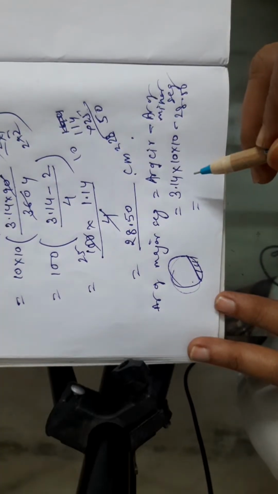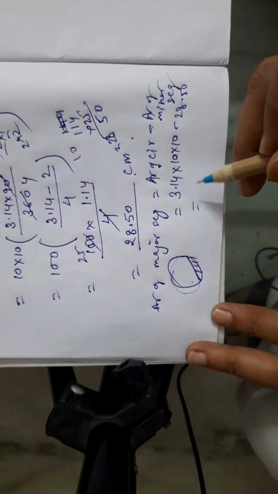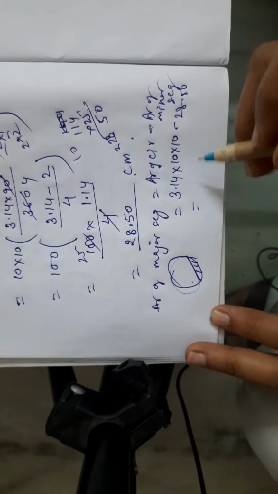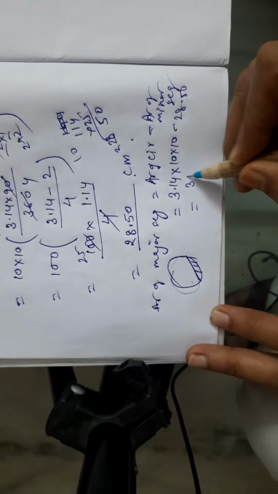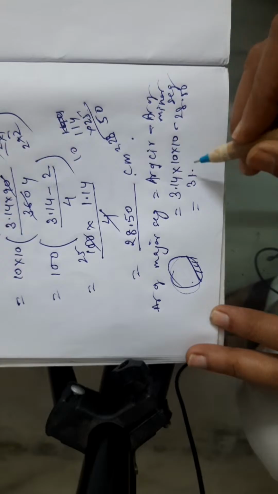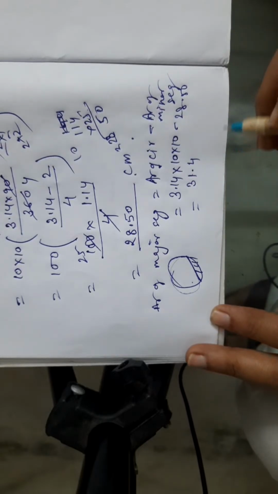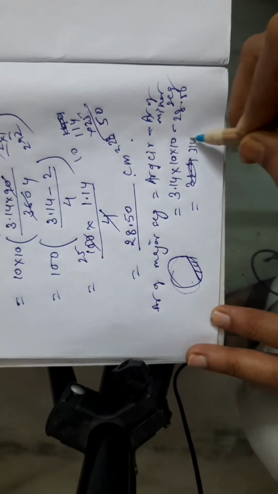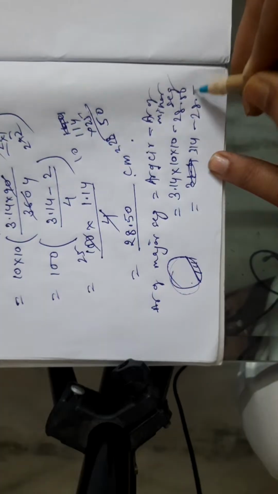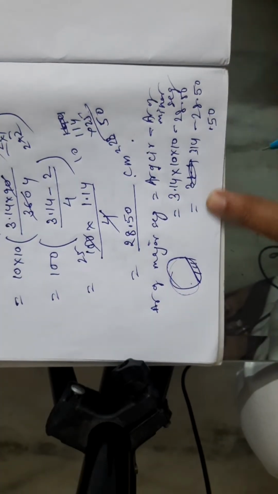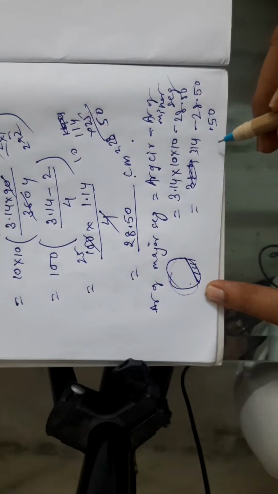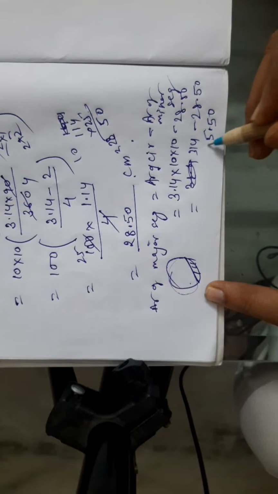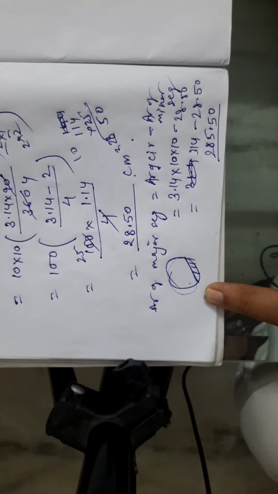So 3.14 multiplied by 10 and 10. So here 3.14, 314 minus 28.50, which is 285.50.